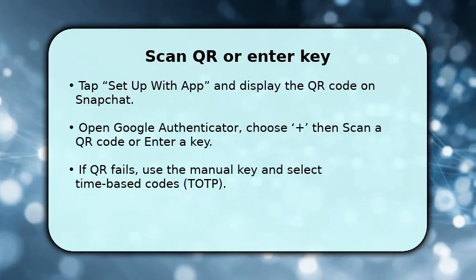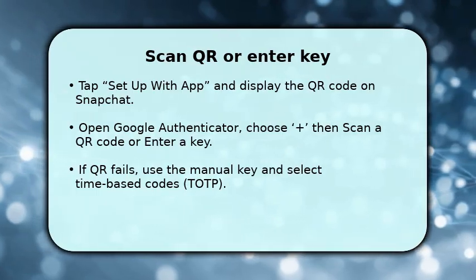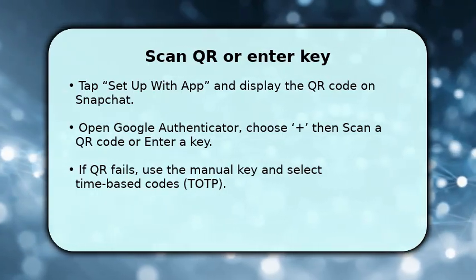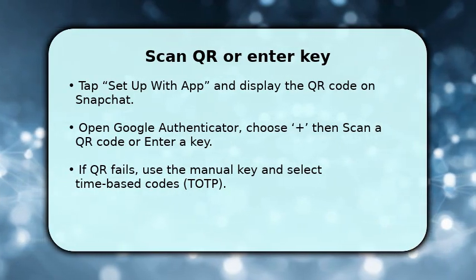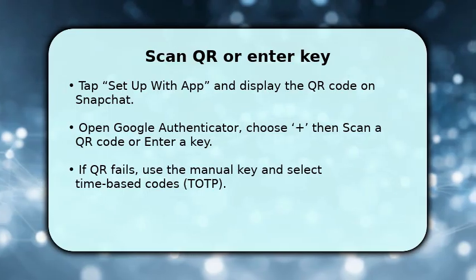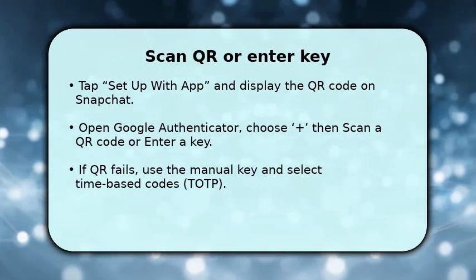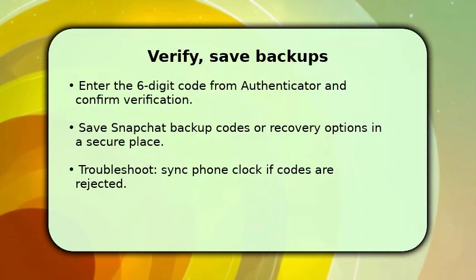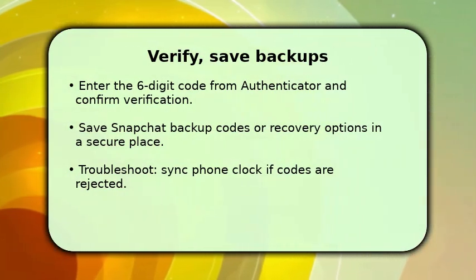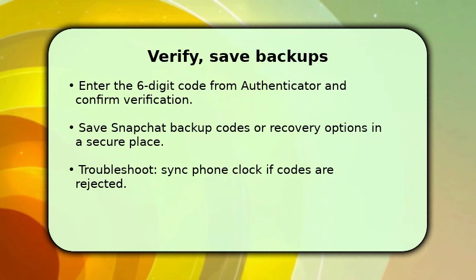After adding, Authenticator generates a 6-digit code. Type that back into Snapchat to verify. Because codes rotate every 30 seconds, act quickly. If the code expires, request a new one from Snapchat and repeat scanning or manual entry. After entering the 6-digit code from Google Authenticator, Snapchat confirms two-factor is active.